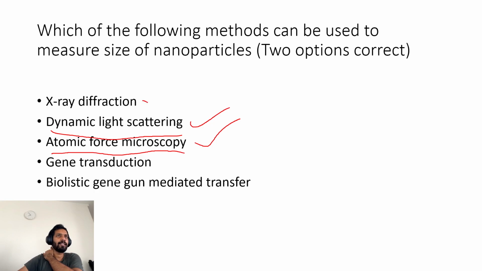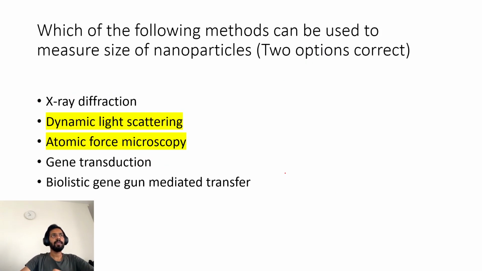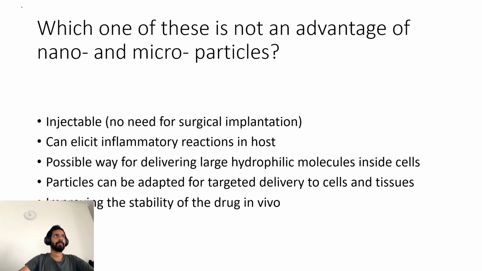With X-ray diffraction, the wavelengths of X-ray are quite large for them to be able to successfully measure the size of nanoparticles. And gene transduction and ballistic gene mediated transfer are something that are completely different, right? They're techniques to introduce foreign genetic material into cells. So those are not correct options. Yeah, so dynamic light scattering and atomic force microscope.